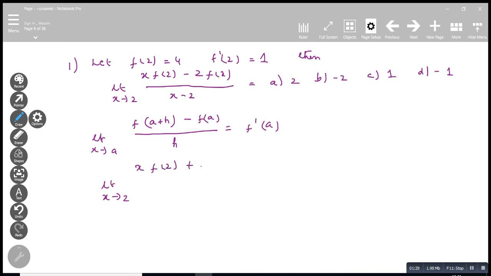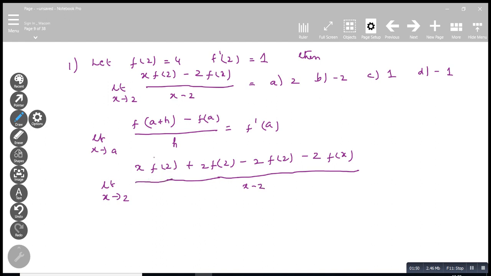Plus 2 times f of 2 and minus 2 times f of 2 is what I am going to introduce, and adjust the terms. 2 times f of x, which is there, upon x minus 2. Now I am going to club some terms, that is I am going to club this with this and I am going to club this with this, so that I will have limit x tending to 2 in x f of 2 minus 2 f of 2.